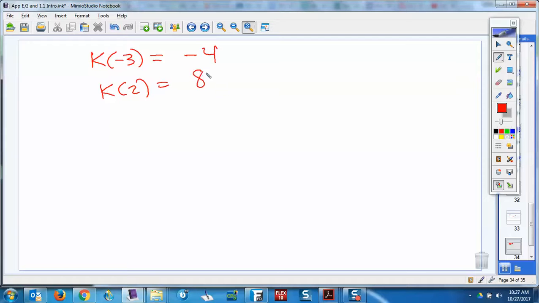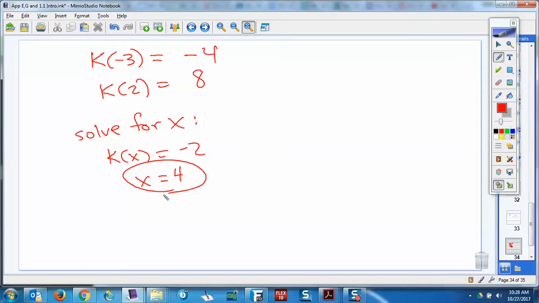what? 8. And if I say solve for x, this will feel weird for a second, but solve this equation for x. What would you say? X equals 4, right? What I'm saying is, when does the function output equal -2? Oh, at an x value of 4, right? So I could ask those either way, and that's what you do when you solve an equation.